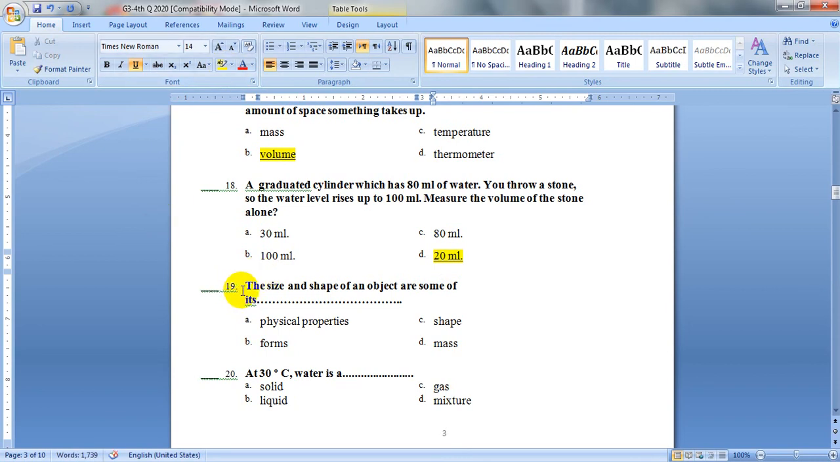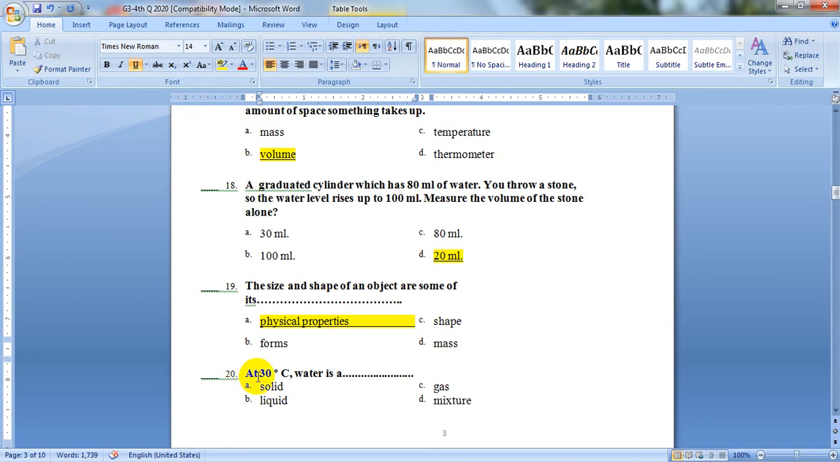The next question, 19. The size and shape of an object are some of its physical properties, forms, shape, or mass. Size and shape are physical properties. They are characteristics that we can measure or observe.